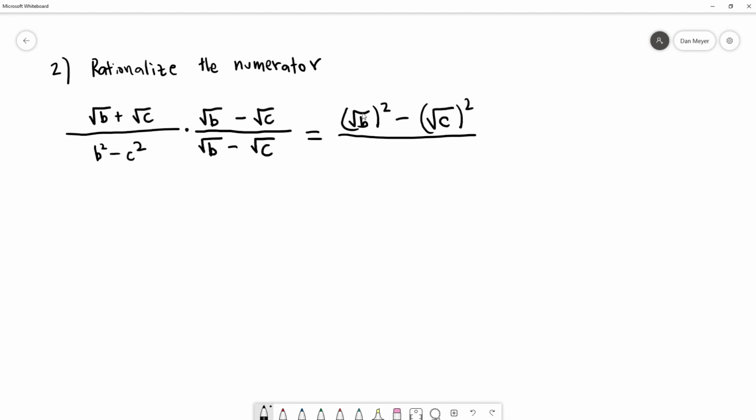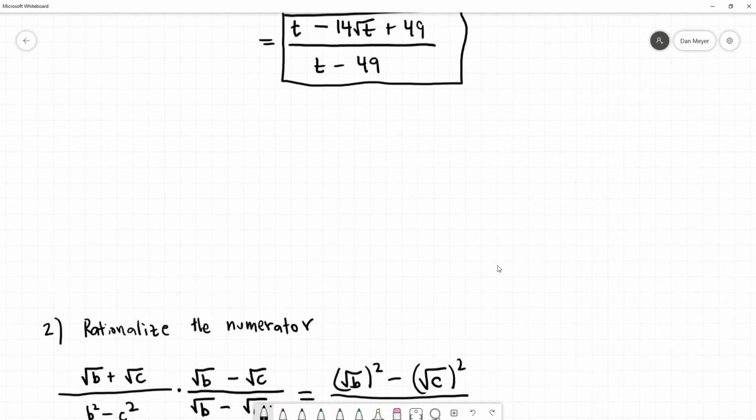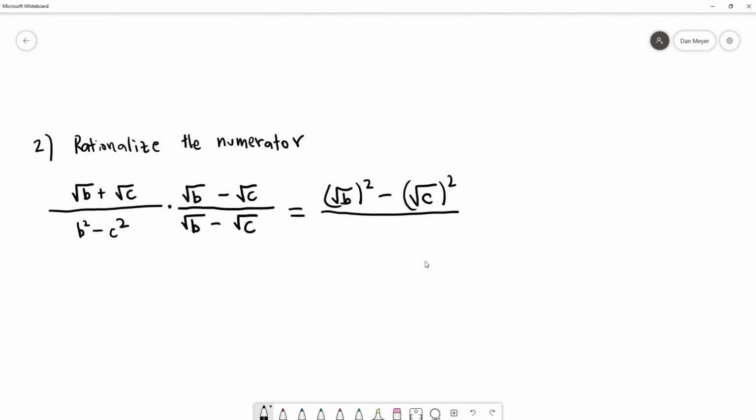Again, if you're having trouble making this leap, foil it out, and see that just like up here, when I multiply the thing by its conjugate, the middle terms cancel out. That's what's going on, but it's okay if you're quicker than that. On the bottom, I'm not going to actually foil out anything. We're going to do something else here in the next step. So I'm just going to write the bottom as b squared minus c squared times root b minus root c.